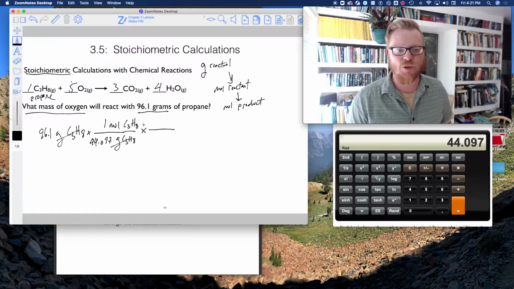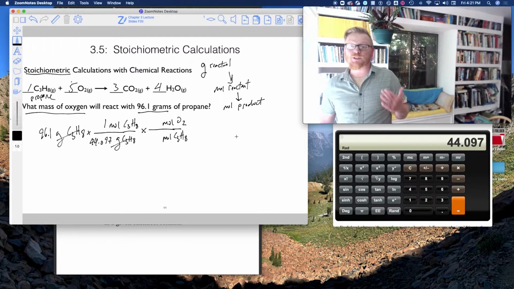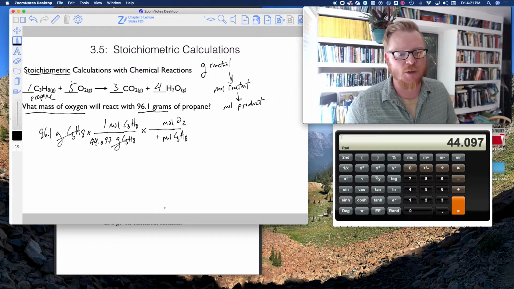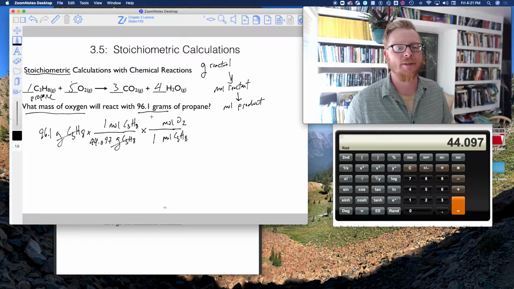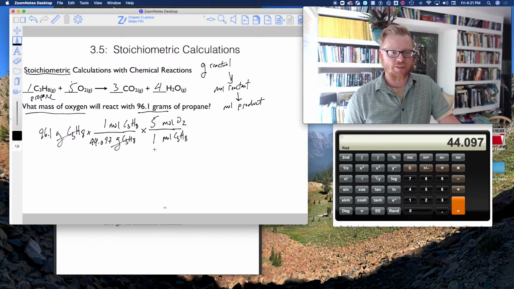So remember, I still have to do the right order of units. Down, up, down, up. So I want to cancel mole of propane. I want to convert moles of propane into moles of oxygen. Convert moles of reactant into moles of product. Okay? So I'm going to convert mole of C3H8 into mole of O2. Well, how do I know which number to put? Well, my balanced reaction tells me for every 1 mole of propane, it needs 5 moles of oxygen. Okay? So you can put it just as another line right there.